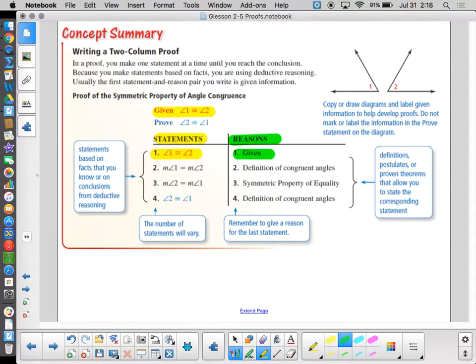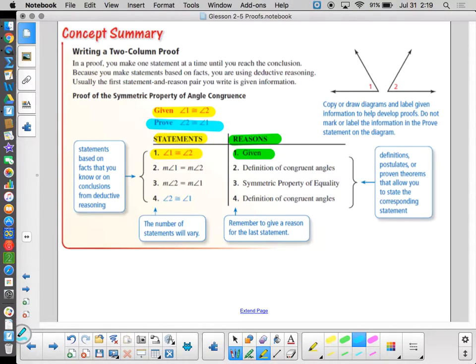Now, unlike an algebra two-column proof where you just have to solve for X or solve for P or whatever you're looking for, usually in a geometric proof they're going to tell you what it is you're trying to get to, what that final destination is. In this case, they said, prove that angle 2 is congruent to angle 1. That's our destination. That's where we wind up. We have to figure out all the steps it's going to take to get there.